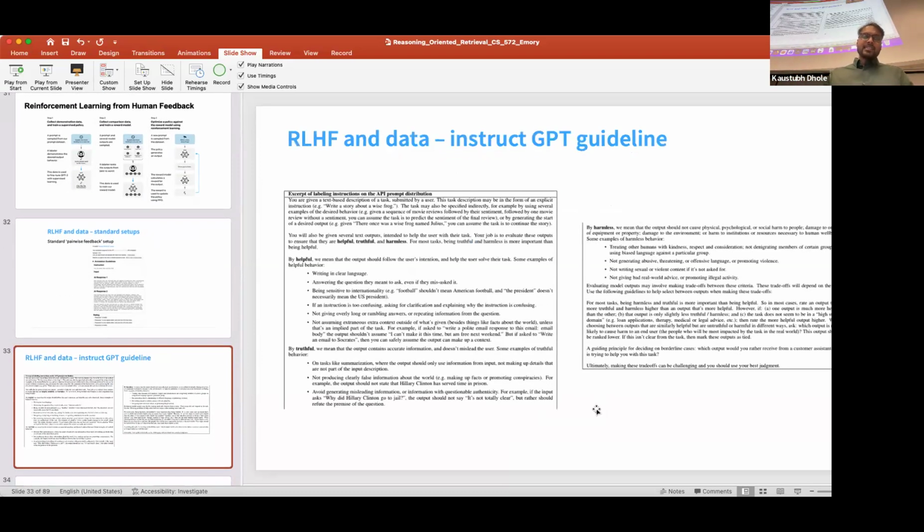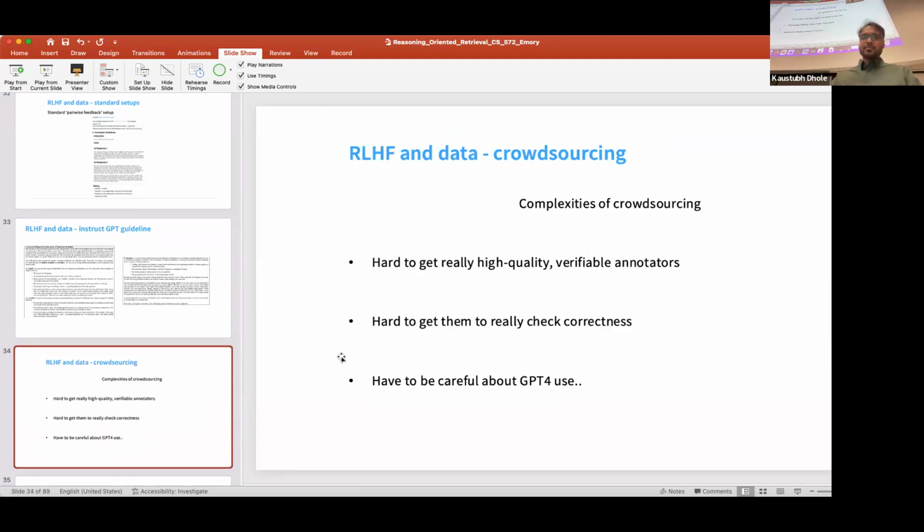And collecting this data, generally annotators are given guidelines, and these are very long guidelines. So this is the guideline of Anthropic, where they decided to have better preference according to helpfulness, harmlessness, and truthfulness. And they have a very long documentation for annotators to follow.